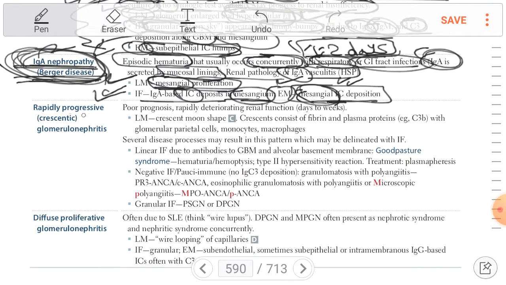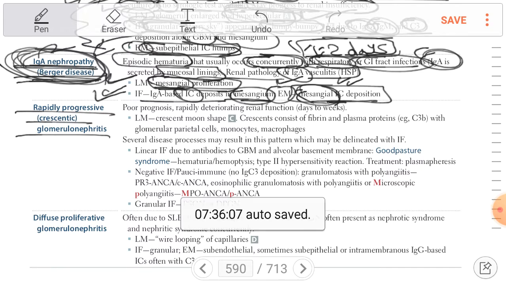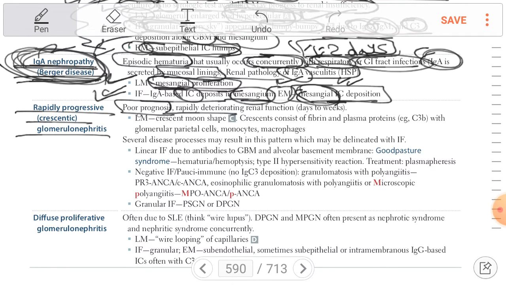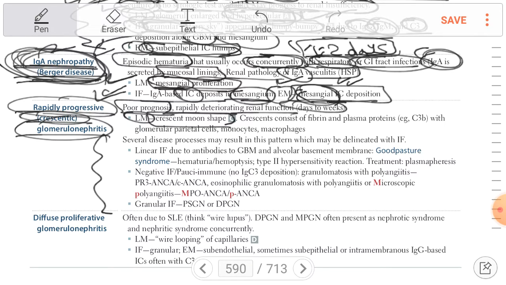Then the next one is rapidly progressive crescentic glomerulonephritis. What's meant by rapidly progressive crescentic glomerulonephritis? It has a poor prognosis and rapidly deteriorating renal function over days to weeks. There are many diseases that will end in rapidly progressive crescentic glomerulonephritis. On light microscopy, the most important finding is the crescent moon shape.